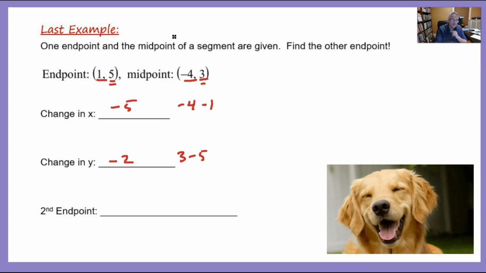Now we're going to do the same thing from the midpoint to get to the other endpoint. So we're going to start at negative 4 and let x go down by 5. That would be negative 9. And we're going to start at 3 and let y go down by 2, and that would be 1. That would be the other endpoint. So if I kind of write it here, I don't know if that helps us see it. See, x went down by 5, and then went down by 5 again. Y went down by 2, and then it went down by 2 again to get to the other endpoint. All right, that just takes a little practice, but once you get it, you're done.